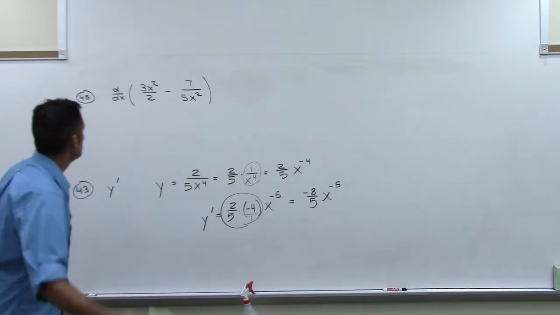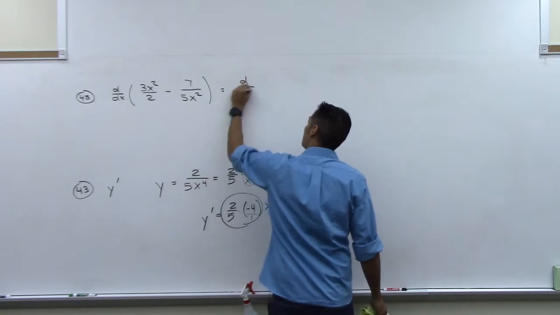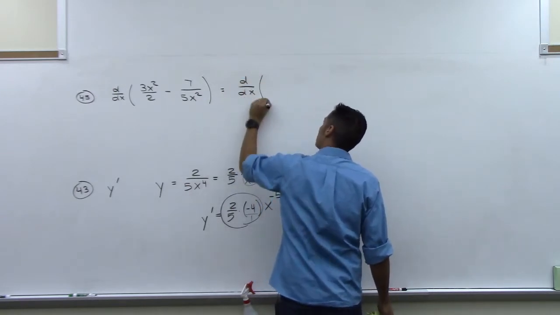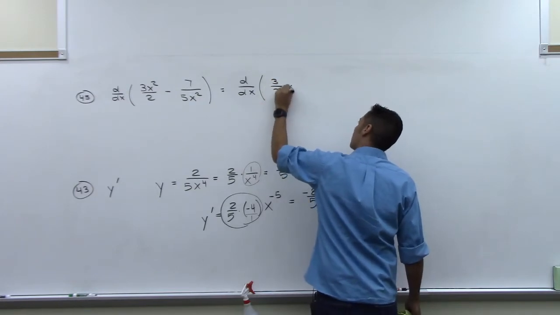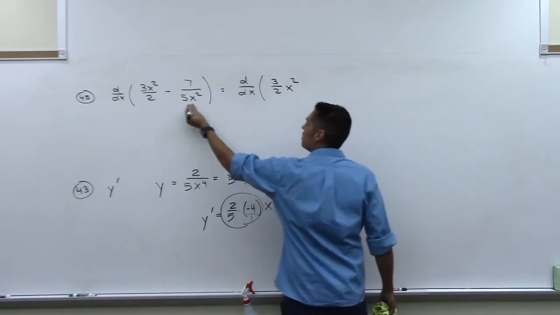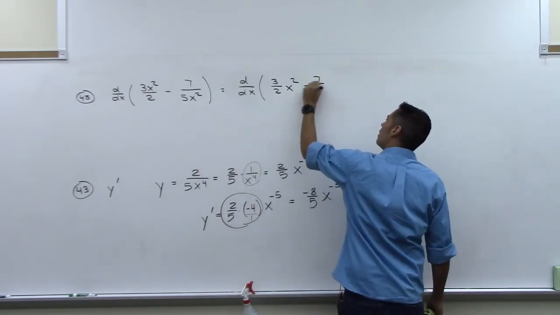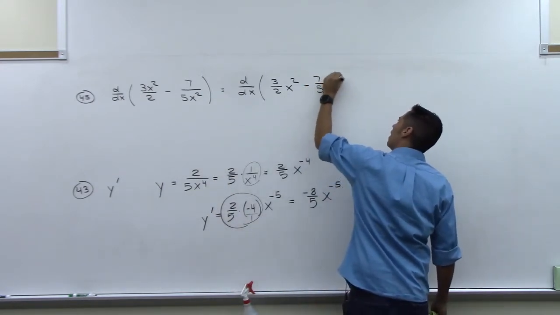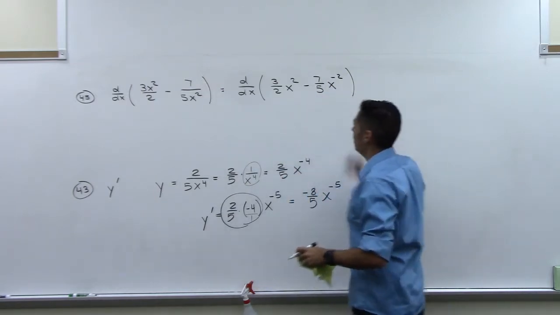All right, so for this one, I'm going to do kind of the same thing. First, let me rewrite. I'm not taking the derivative yet. Let me just rewrite some stuff. This first one is the same as 3/2 x squared. And this one is kind of like the one we just did right here. It's the same as minus 7/5 x to the negative 2, because this x squared down here comes up as an x to the negative 2.